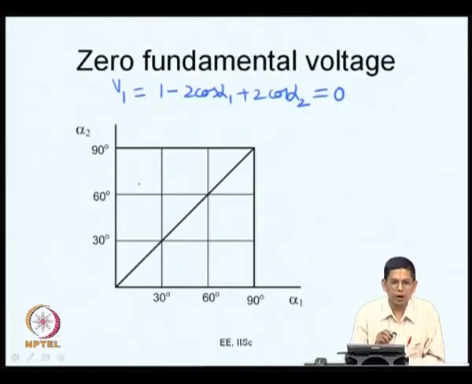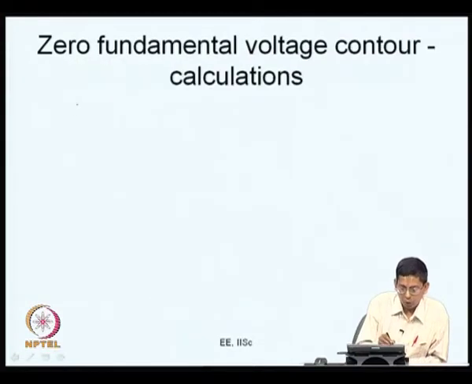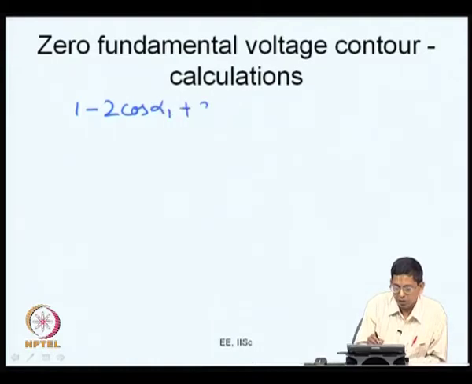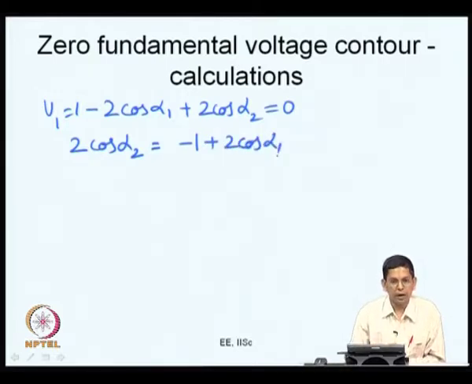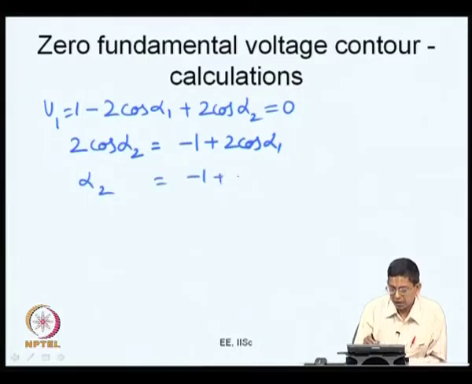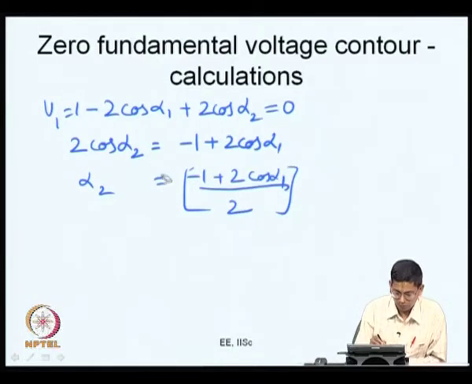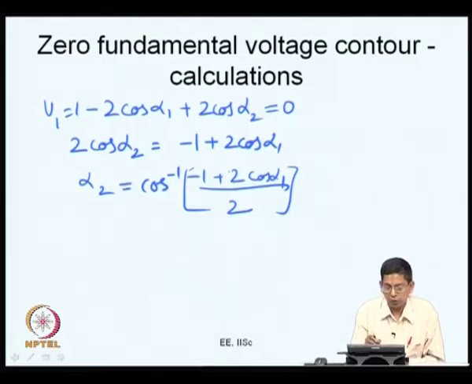One simple way to do this is substitute some value of alpha 1 and find out the value of alpha 2. So, you have 1 minus 2 cos alpha 1 plus 2 cos alpha 2 is equal to 0. This is your V 1 and you want it to be 0 now. So, what is your alpha 2? Basically your 2 cos alpha 2 is minus 1 plus 2 cos alpha 1, and cos alpha 2 is half of that. So, cos alpha 2 is minus 1 plus 2 cos alpha 1 by 2, and you take the cos inverse, you get this now. Now, you can plug in several values of alpha 1 and you can get the corresponding values of alpha 2. Is that right?